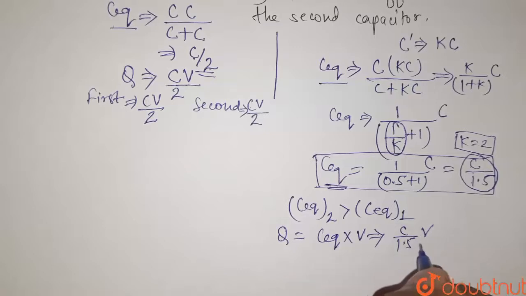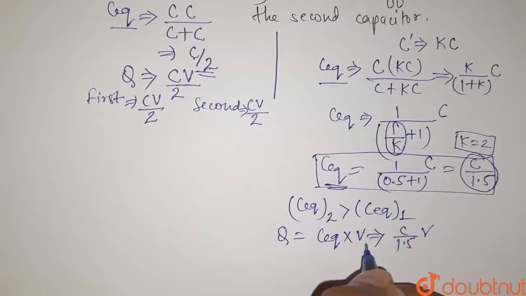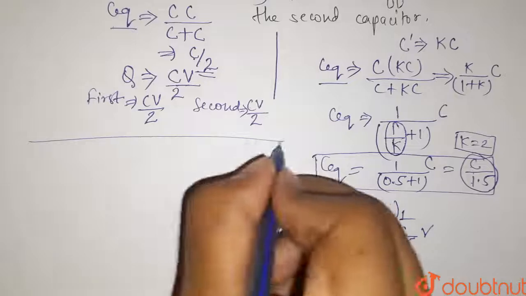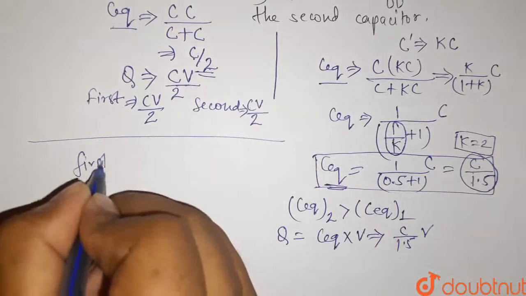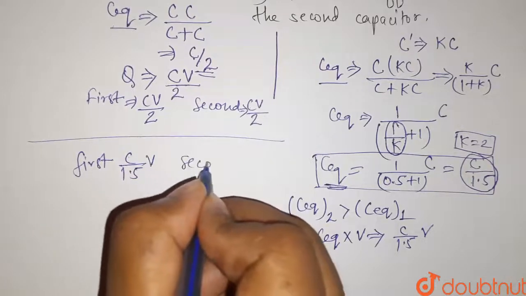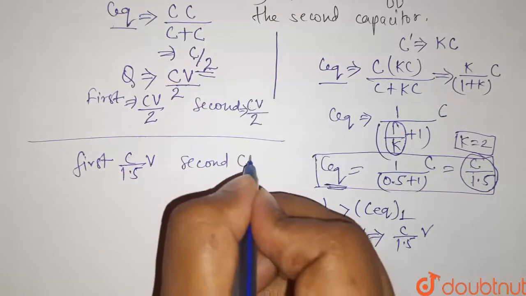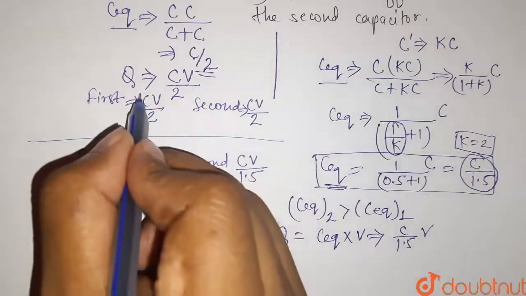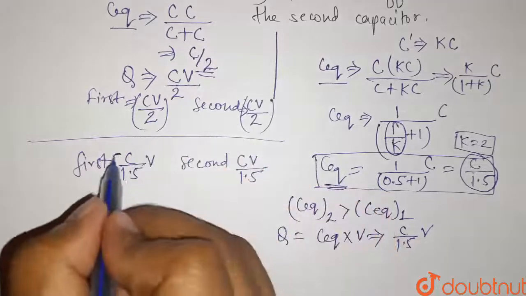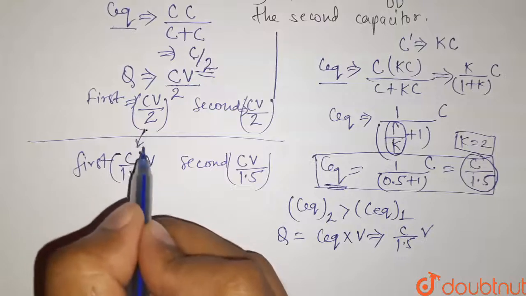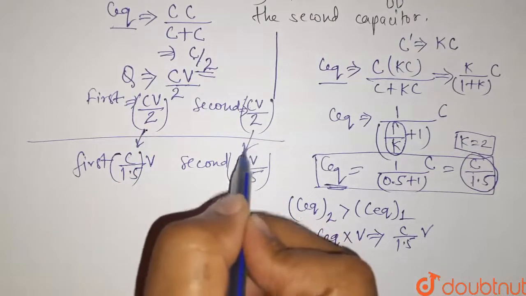This is the value of charge on the equivalent capacitor, and in series combination the charge on the two capacitors equals the charge on the equivalent capacitor. So in the second case, the charge on the first capacitor equals C divided by 1.5 into V, and on the second capacitor it equals CV divided by 1.5. If we compare charges in both cases, the charge on the first capacitor increases and the charge on the second capacitor also increases.